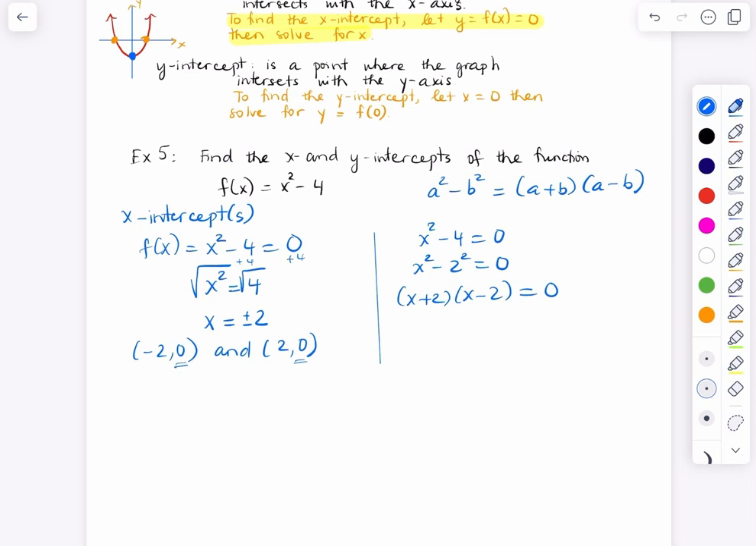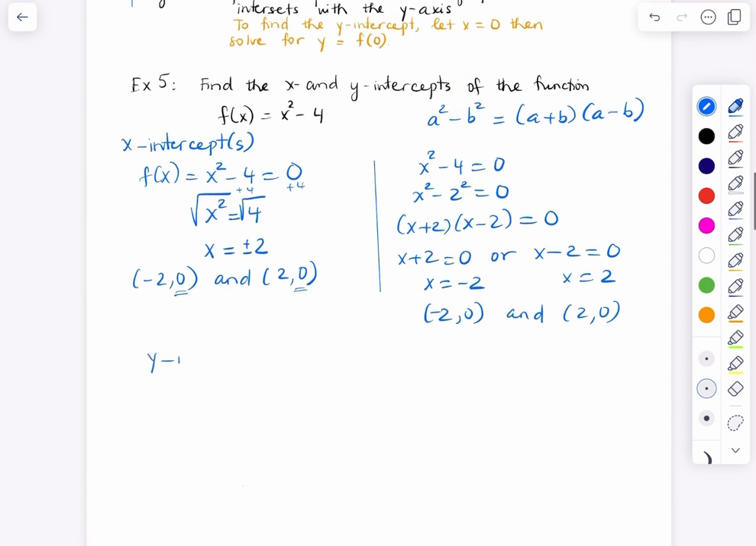The only time that this product can be 0 is when one of the factors is 0. So either x plus 2 is 0 or x minus 2 is 0. If x plus 2 is 0, then x is equal to negative 2. And if x minus 2 is 0, then x is equal to 2. So at the end, we'll still get the same x-intercepts that we found in the other method.